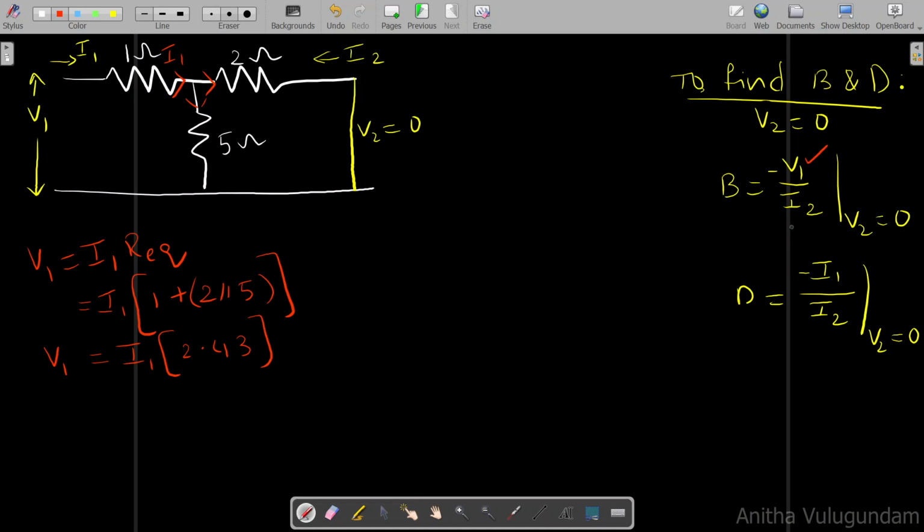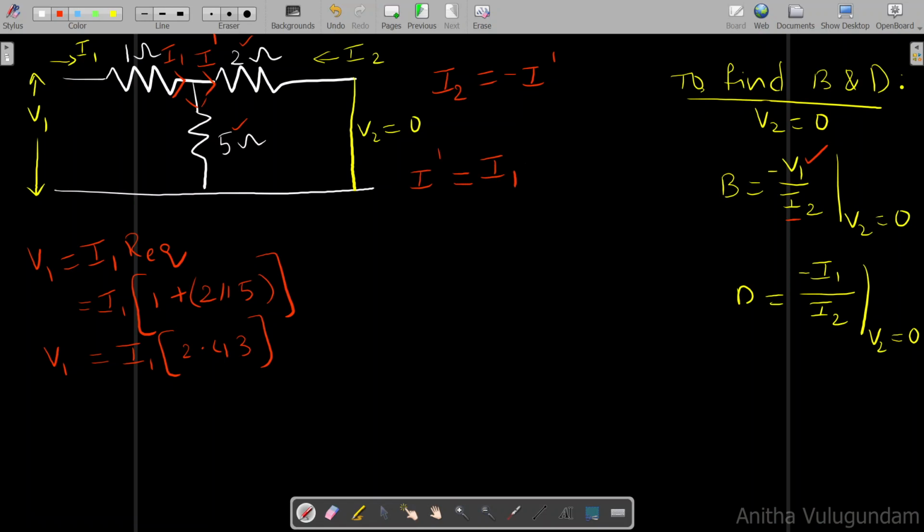And now I should find I2. To find B, I need to have I2. I1 is getting divided in two branches, the 5 ohm resistor and the 2 ohm resistor. I am going to call the current flowing in the 2 ohm resistor I dash. I2 equal to minus I dash because the direction is in reverse. And according to the current divider rule, I can find I dash.